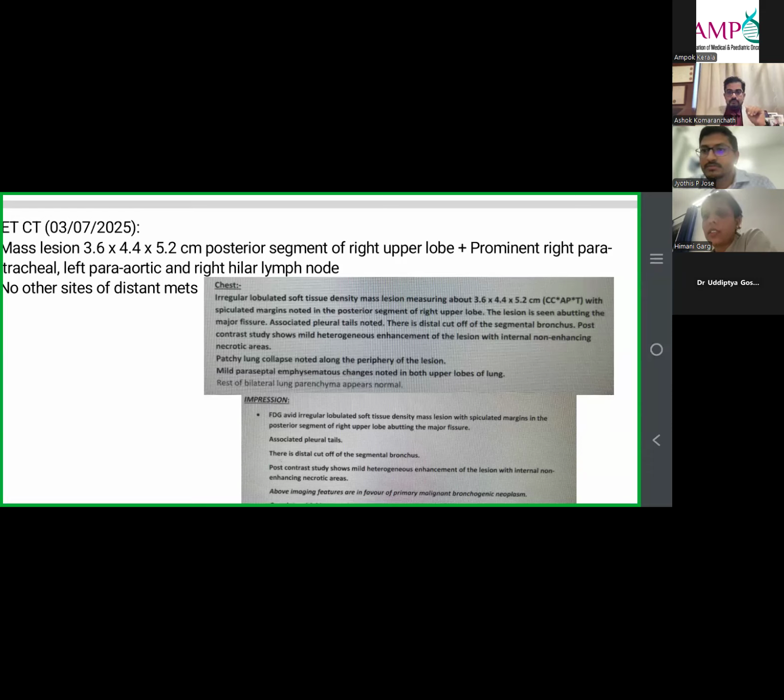Left what? So left mediastinum, like left para-aortic lymph nodes, like ipsilateral lymph nodes were involved, and the left para-aortic lymph node. Okay. There was a single met in the adrenal. So it's a metastatic disease. Yes, sir. Right. Next.